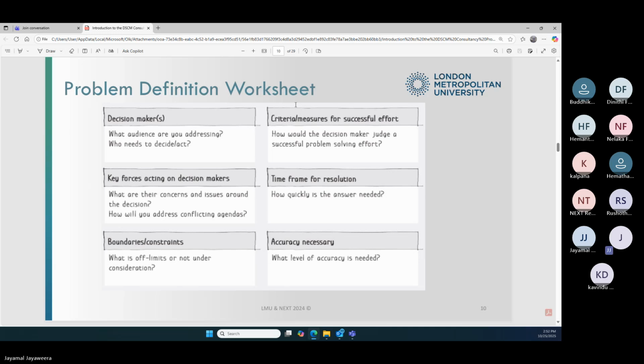Then how would you measure if the recommendations have been successful? Now you're supposed to actually provide recommendations to alleviate the problem. So once the recommendations are put in place, what are the key performance indicators that you would use to measure success? And what is the time frame?